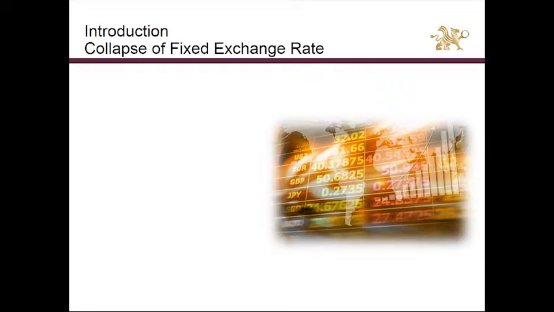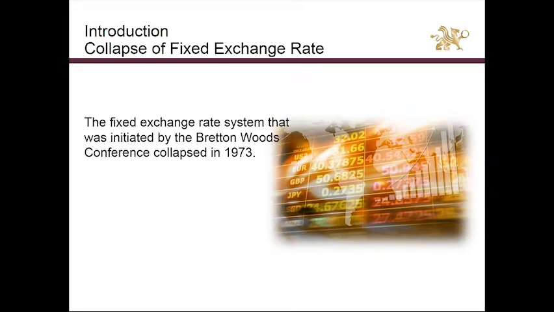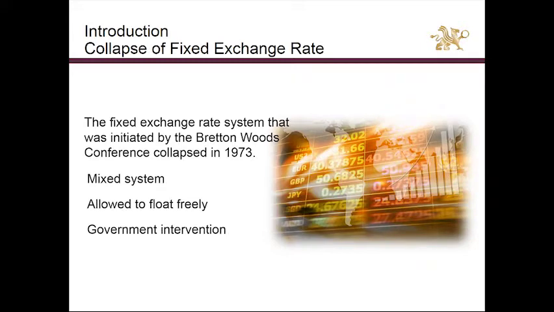The Bretton Woods system of fixed exchange rates collapsed in 1973. Since then, the world has operated with a mixed system in which some currencies are allowed to float freely, but many are either managed by government intervention or pegged to another currency. We will explain the reasons for the failure of the Bretton Woods system, as well as the nature of the present system. We will also discuss how pegged exchange rate systems work.